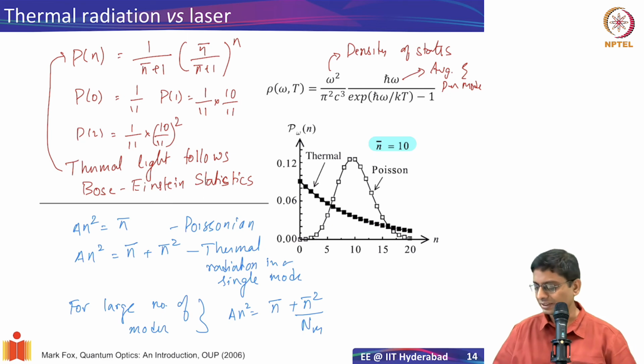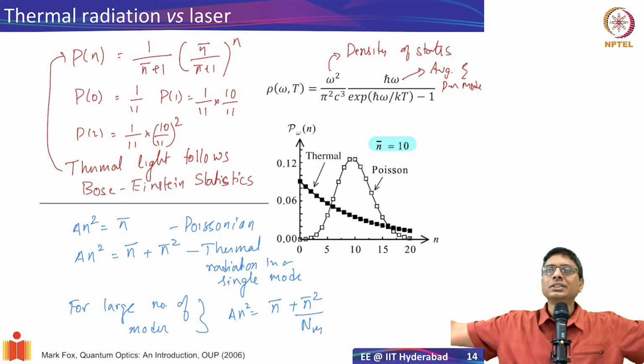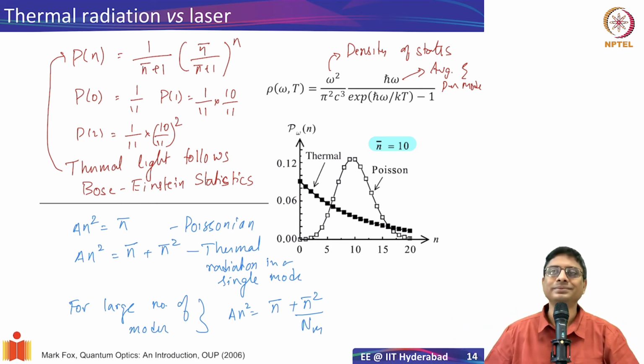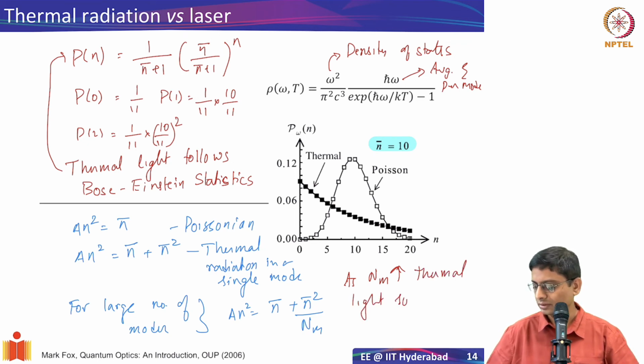When the number of modes increases, effectively the thermal light source also starts to behave like a Super-Poissonian source. If you have a single mode, this Bose-Einstein statistics will come into the picture. But as the number of modes increases, the thermal light source exhibits Super-Poissonian statistics.